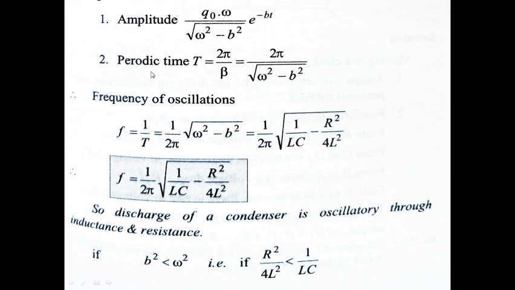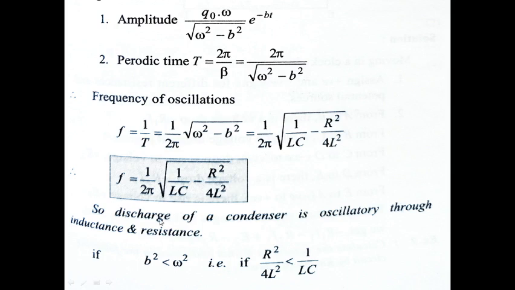Then periodic time capital T is twice pi by beta. Therefore use the value of beta, it becomes twice pi upon under root omega square minus b square. Once we calculate the time period, we can determine frequency, that is the reciprocal of time period. So it is equal to 1 upon twice pi into under root omega square minus b square. Here we can simplify by using the values of omega square, that is 1 upon LC, and b square, that is R square upon 4L square. Then that will be the equation for the frequency. So in this way we can find out the amplitude, periodic time as well as the frequency.